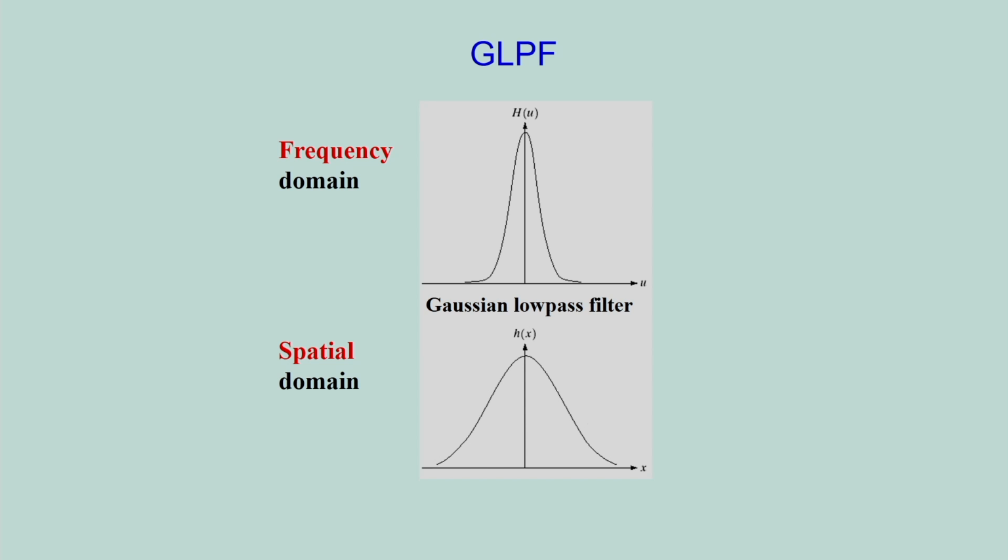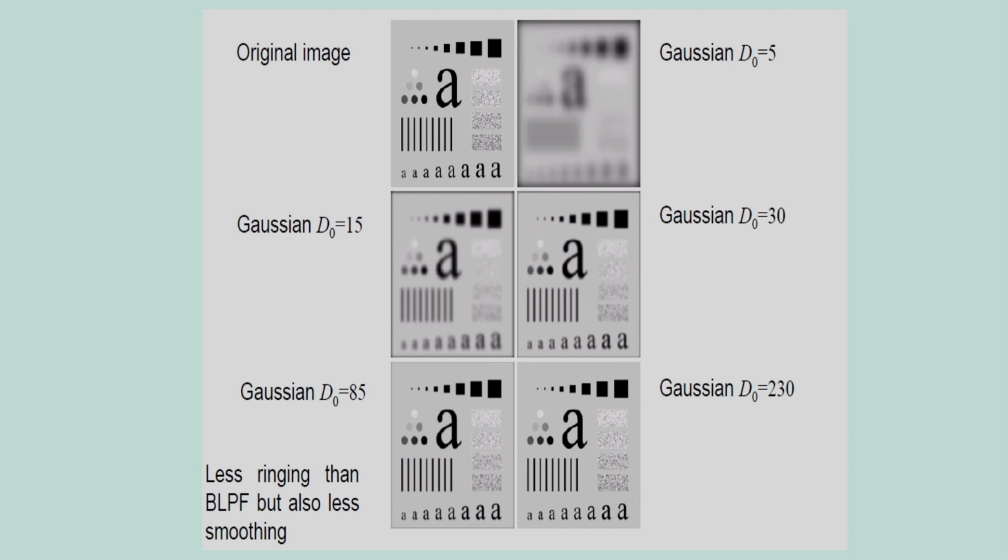And in this case, I have shown the Gaussian low pass filter in the frequency domain, and after this I have shown the corresponding spatial domain representation of the Gaussian low pass filter. And corresponding to the Gaussian low pass filter, I have the outputs. First I am considering the original input image, and then D naught values of something like 5, 15, 30, 85, 230, and you can see the blurring and the ringing artifacts.